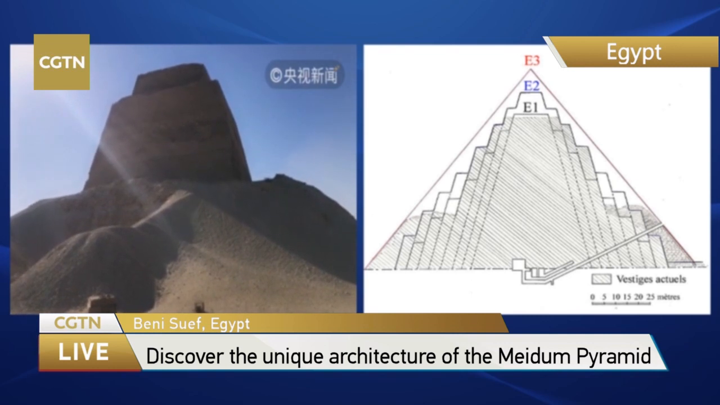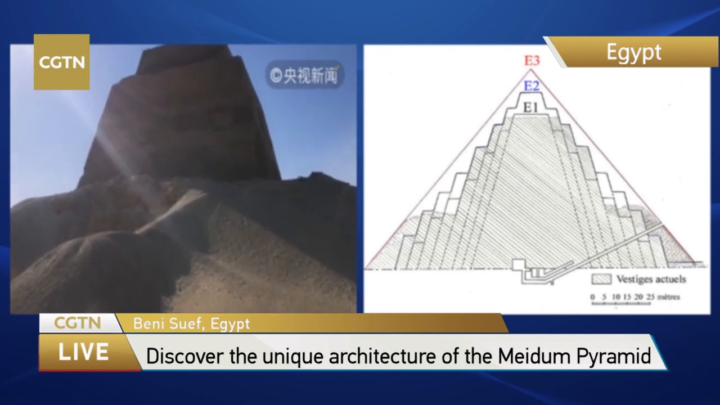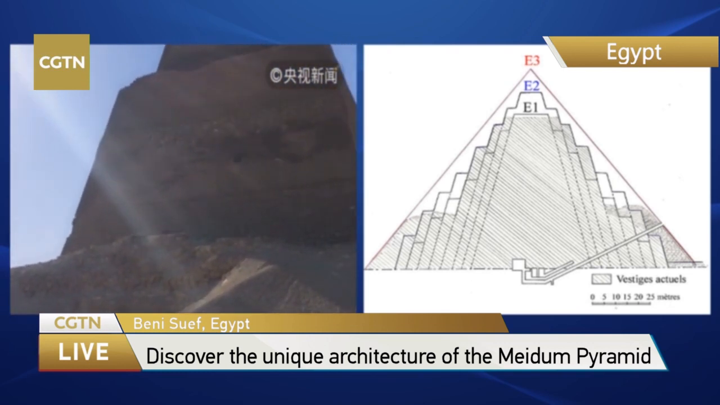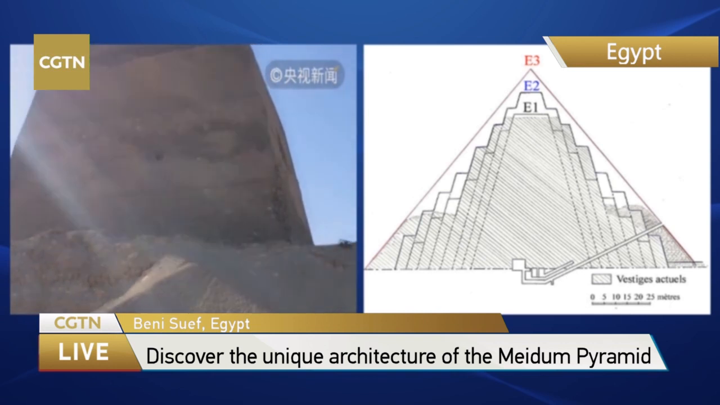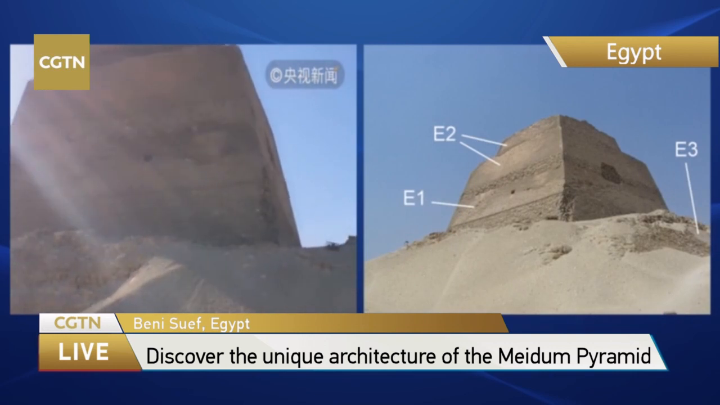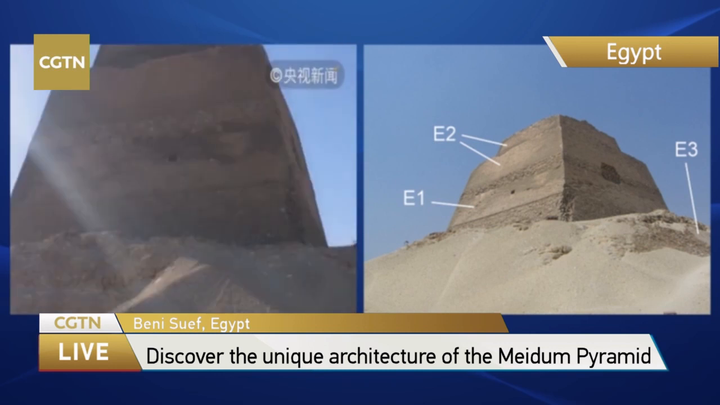You can see E3. After the construction of E2, he decided to innovate the shape. So he tried to add a smooth limestone, so the shape of this pyramid may become what it is like today.